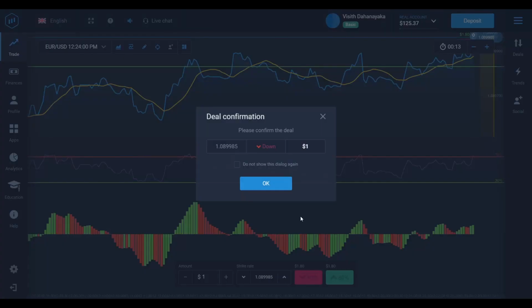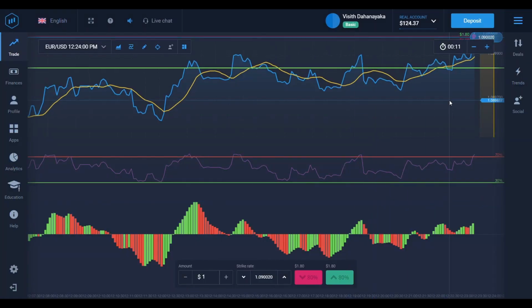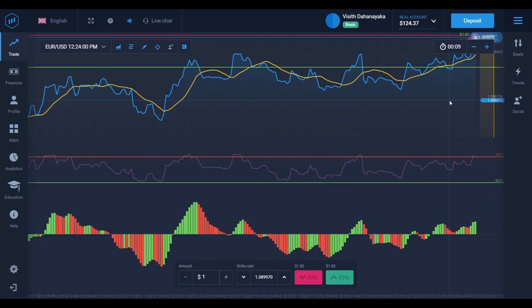Now I'll again show you guys some more trades. Make sure not to skip any part of the video. We'll have to wait until the perfect opportunity to trade.